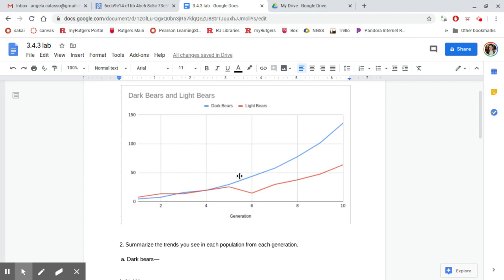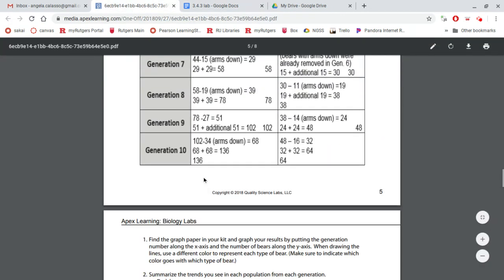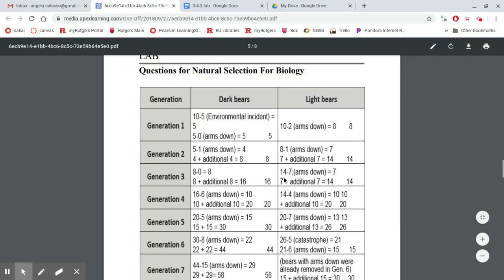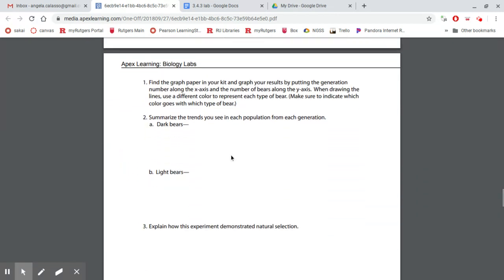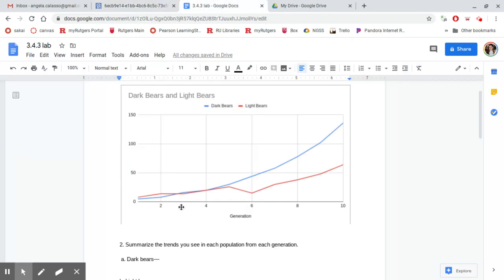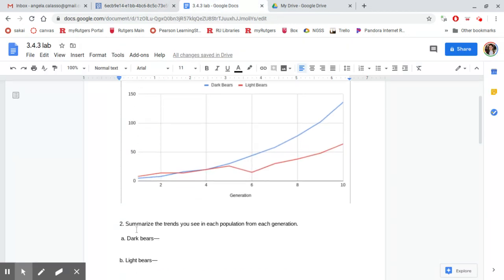But for the purpose of this lab, they're essentially doing that same experiment where, like I said, in some situations the dark bears are at an advantage, and in some, the light bears are. So this is the graph that you would get if you calculated all of the data points that you'll see. I'll actually go back to the practice and show you. I basically took this chart and converted it into a graph that we could use to answer the questions. Right away, we're asked to summarize the trends we see in a population.